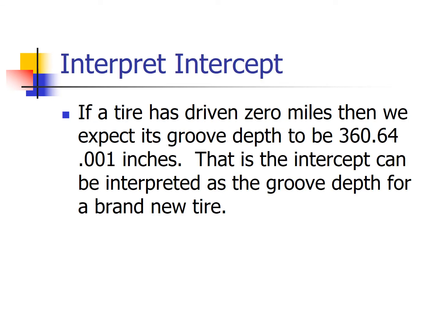If a tire has driven 0 miles, then we expect its groove depth to be the intercept. This is interpreting the intercept. The intercept was 360.64. Another way of thinking about that is, the intercept in this example could be interpreted as the groove depth for a fresh, brand new tire. A new tire hasn't had any miles on it.